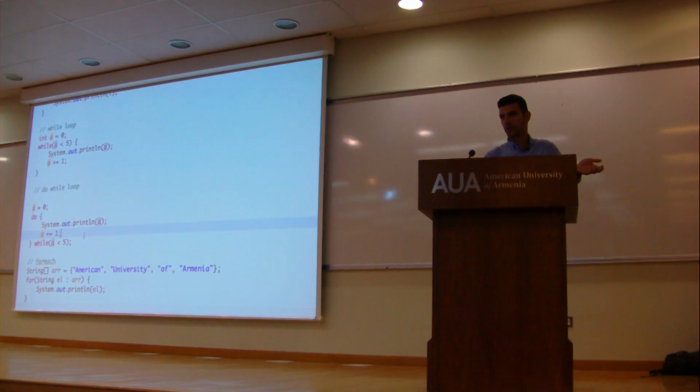Okay. So now you know three different loops. For loop, while loop, and do while loop. Yes? By the way, JavaScript also has a do while loop, and the syntax is exactly the same.